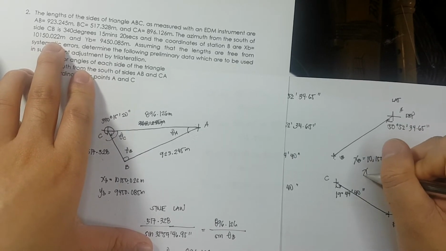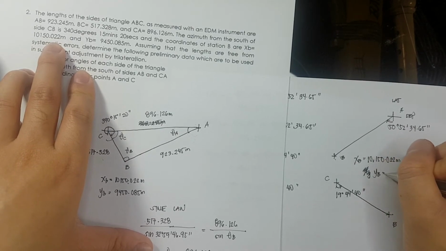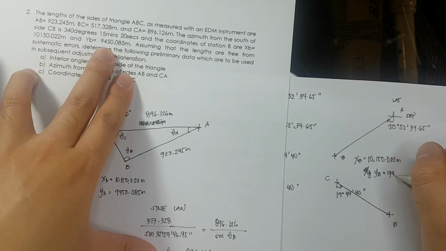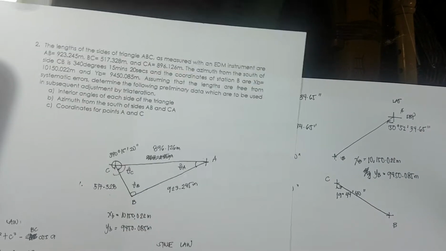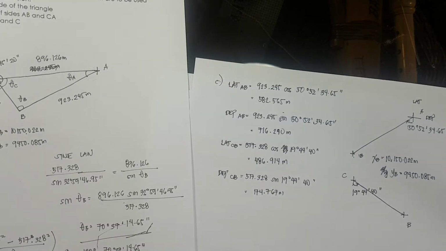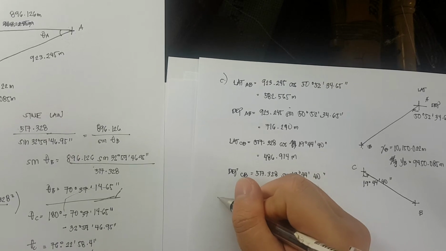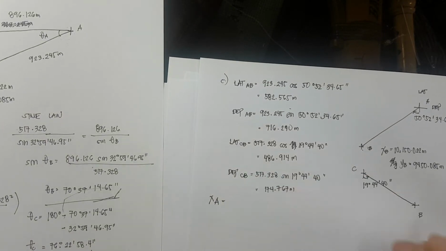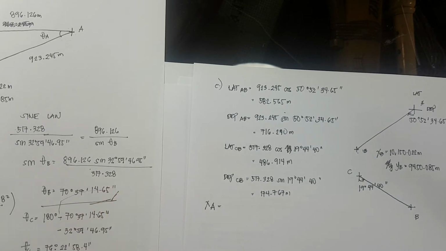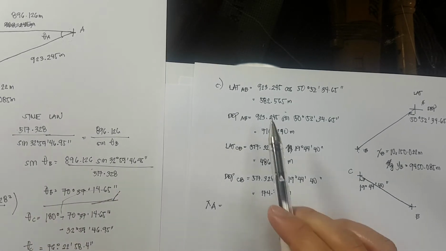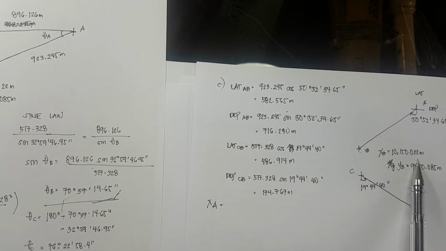10,150.022 meters. And y sub B is equivalent to 9,450.085 meters. Okay? So, to get the coordinates for x of A, we simply copy the value of the latitude and we add it or subtract it to the coordinates of xb.